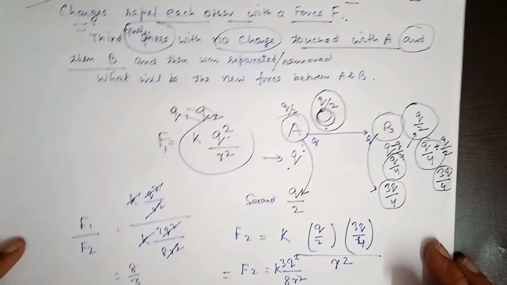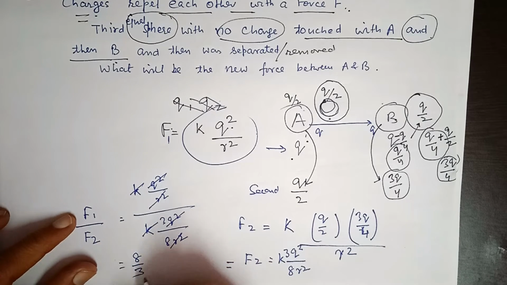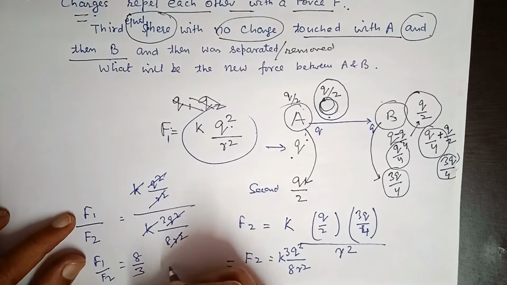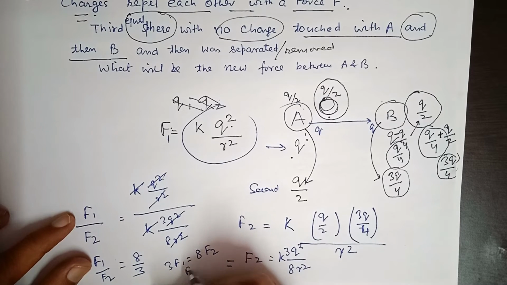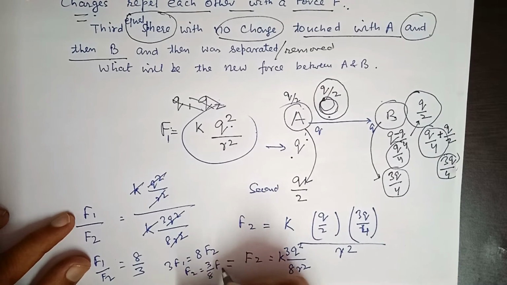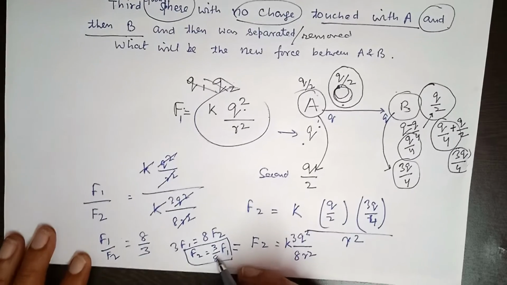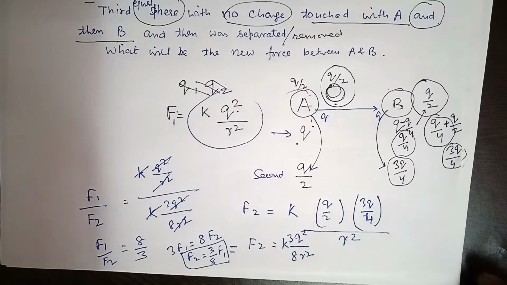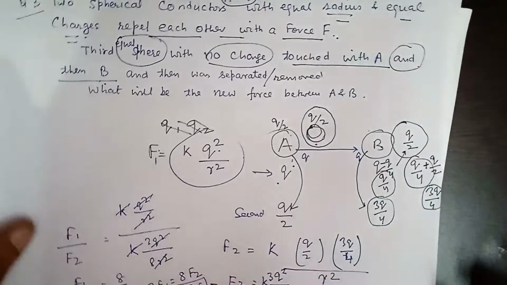So this means the new force: F1 by F2 is 8 by 3, so 3F1 is equal to 8F2, or F2 is equal to 3 by 8 F1. Means the new force will be equal to 3 by 8 of the first force. Now we come to the other question.